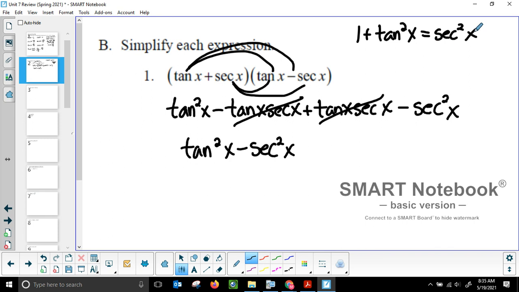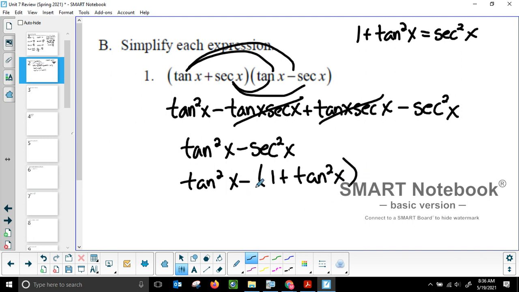All right, so that means that wherever I see a secant squared x, I'm allowed to replace it with 1 plus tan squared x. So I see a secant squared x here. I'm allowed to replace it with 1 plus tan squared x. Do be careful to put it in parentheses when you replace it.